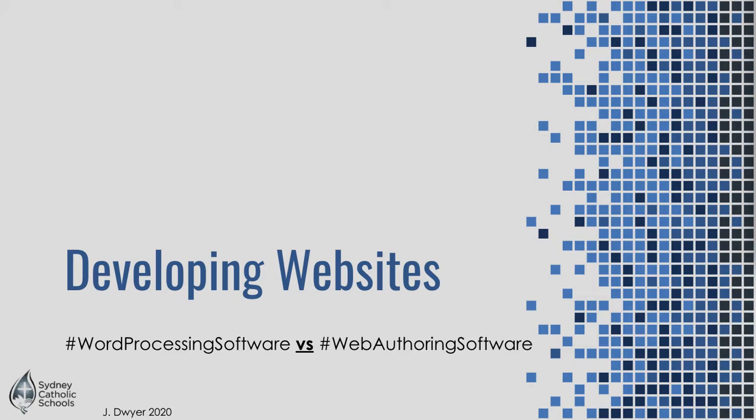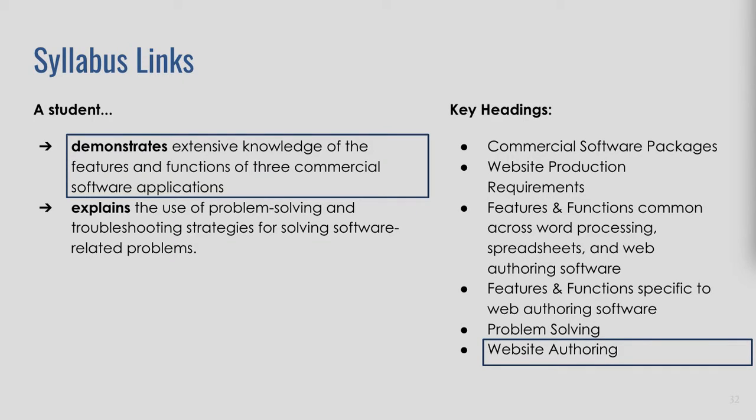Both of these terminologies exist in our syllabus under the web and software stream, so we need to know about them. We also need to know that you can use both of them to create websites, although in some cases one is better than the other. Here you'll see we're still looking at that demonstration of knowledge of the features and functions of commercial software, and we're also looking at the key heading of website authoring.